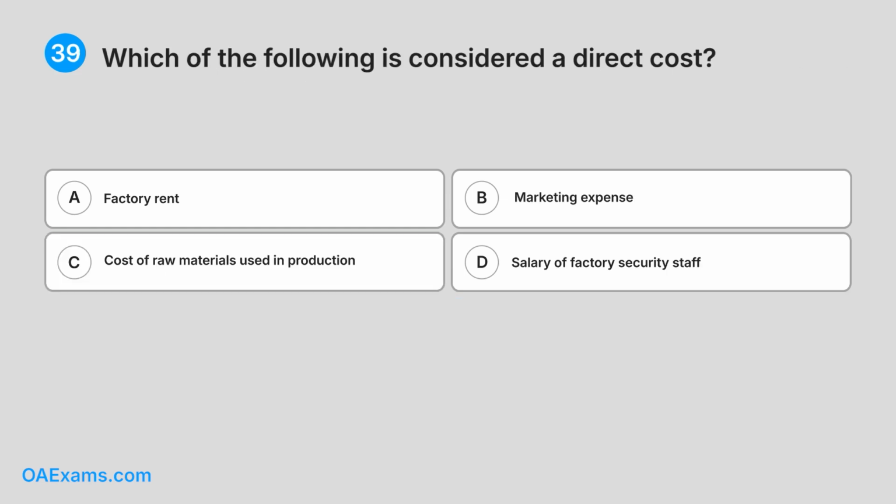39. Which of the following is considered a direct cost? A. Factory rent. B. Marketing expense. C. Cost of raw materials used in production. D. Salary of factory security staff. Do you know the answer?